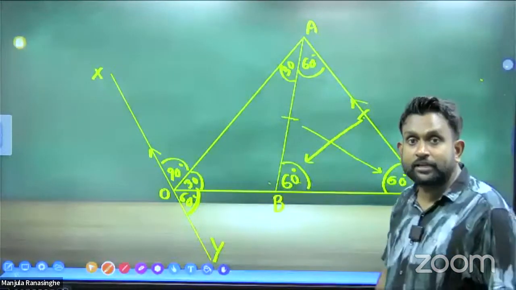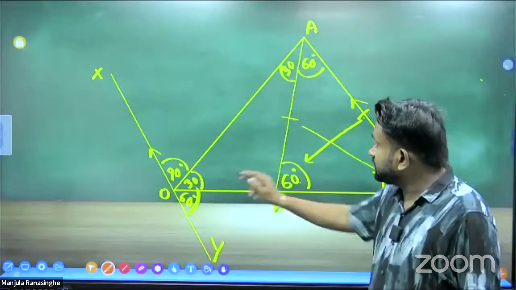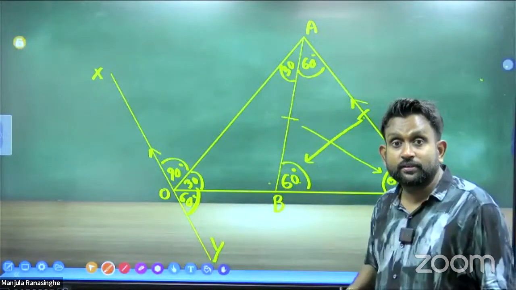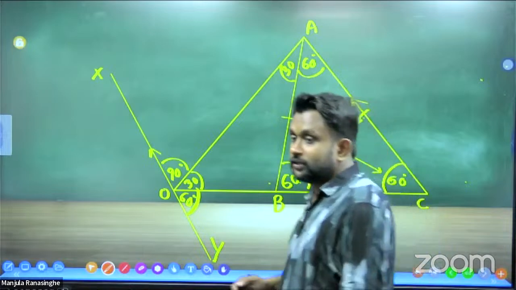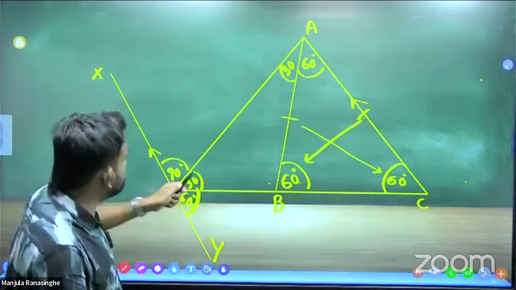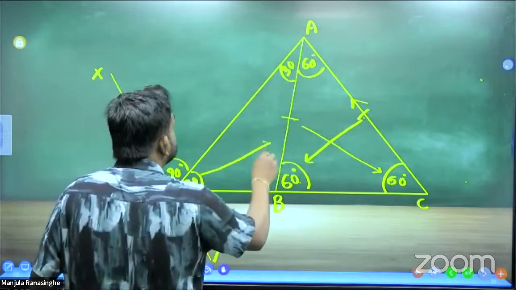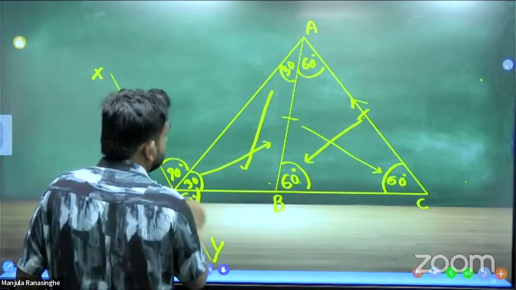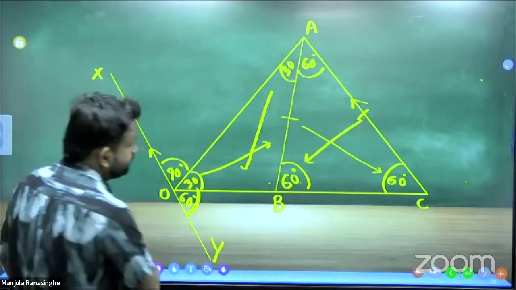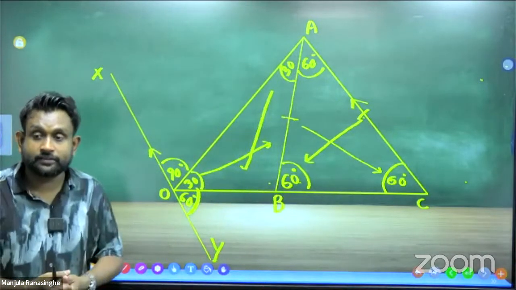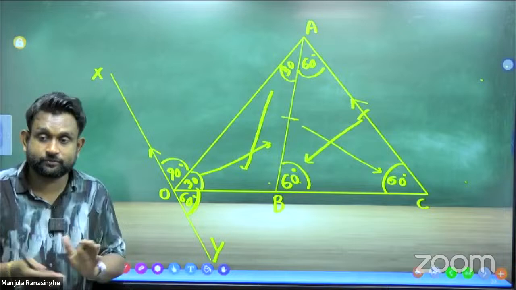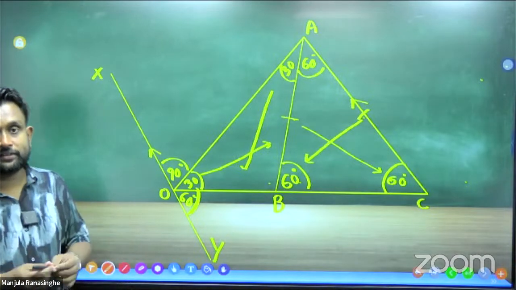Okay, now that is okay. So here 30, and the exterior came 60. Okay, right. So now you can say that these two angles are equal, then the sides opposite to them are also equal. So now you can see AB equals OB. That's the way of doing it. Okay, that's the first part.